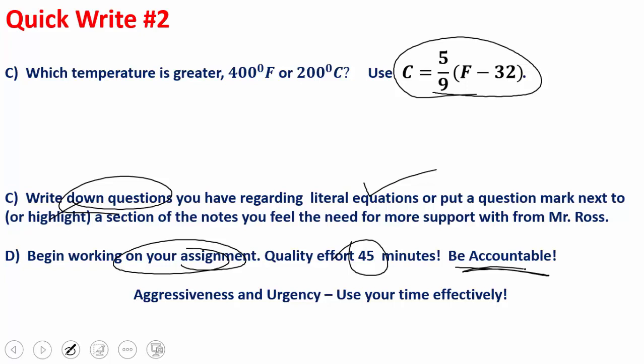Working well in class. Love it. Aggressive and urgency so that you focus. This right here is to get focus. So you're not just slouching at the table, wasting your time. We want to use it effectively.